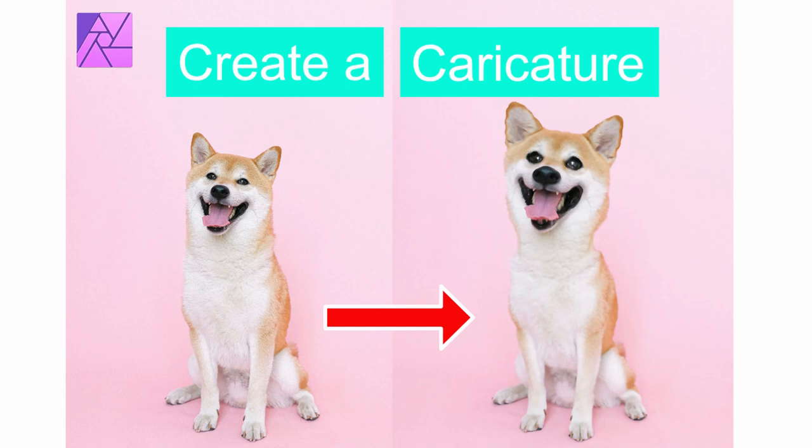In this tutorial, we will learn how to create a caricature in Affinity Photo. Caricatures are images or drawings that exaggerate the appearance of the subject in the image or drawing. Some elements of caricatures are oversized heads and eyes. Also, the nose, the mouth, and the ears of the subject are often exaggerated too.